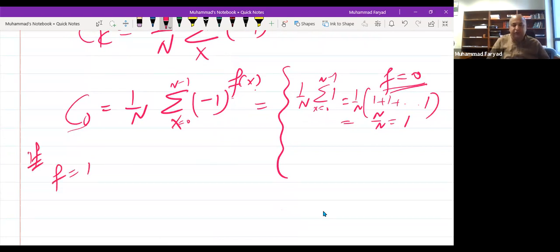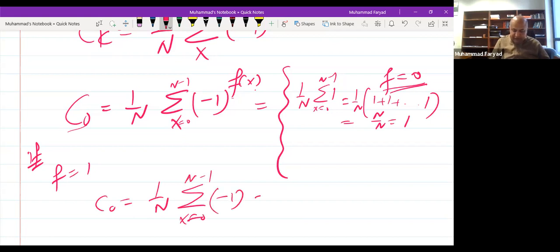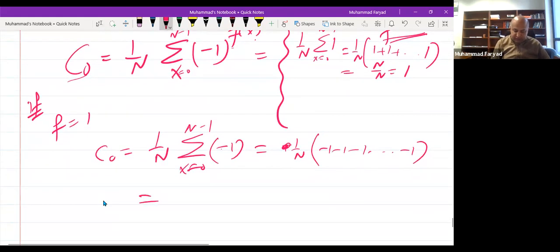If f of x is 1 for all x, then C naught would be 1 over n, sum over x going from 0 to 1. So this is 1. So I have this sum over -1, which is nothing but -1 over n. Let's not even take this common. So this is -1, -1, -1, n times. And this will give me C naught equal to minus n over n, which is -1.